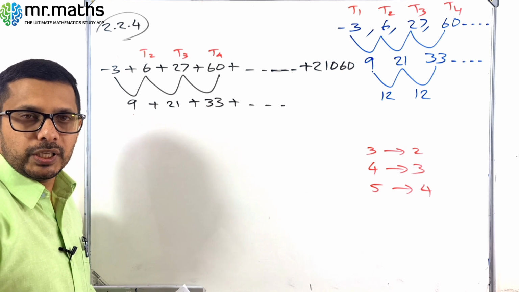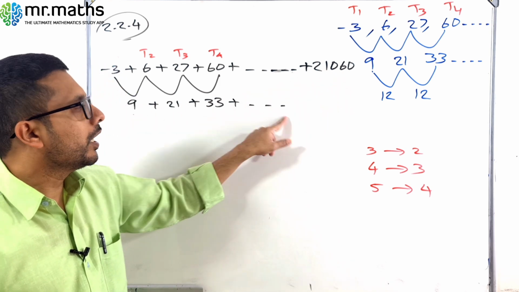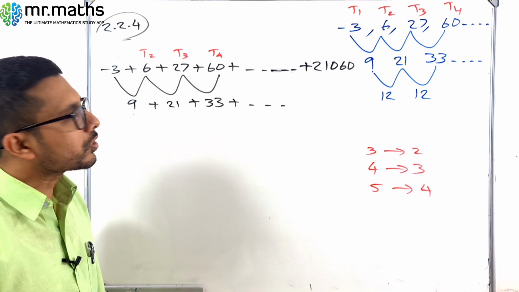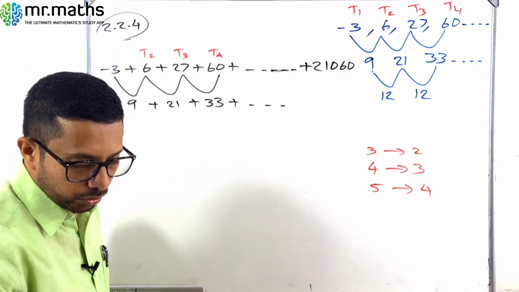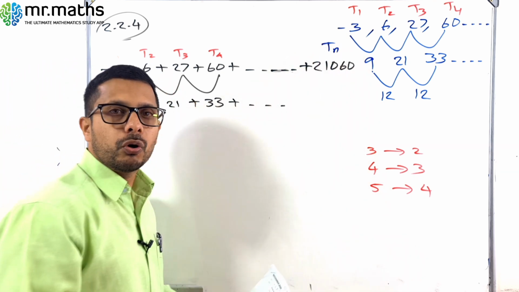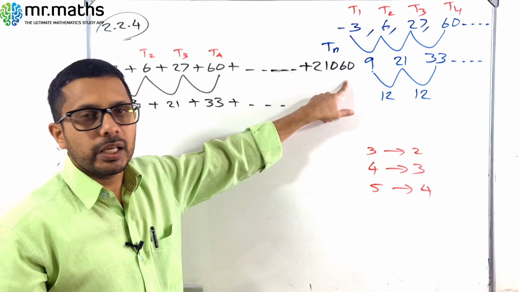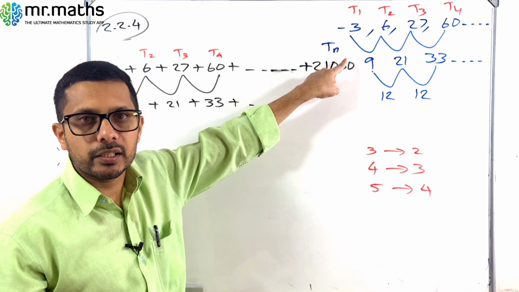Like that, to get to this term, how many numbers must I add? Do you understand the meaning of the question? First of all, we have to know what is Tn here. We call this one Tn, 21,060. Then you have to find which term this is. What is the value of this n?